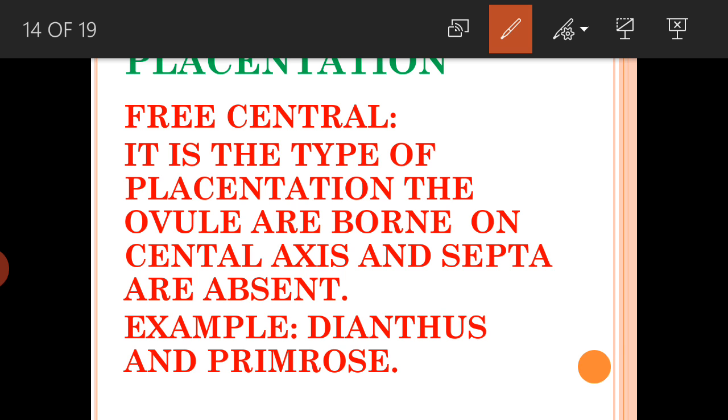Now let's see about the free central placentation. In this free central placentation, the ovules are developed or borne on the center and the septa are absent. So examples for this are dianthus and primrose.